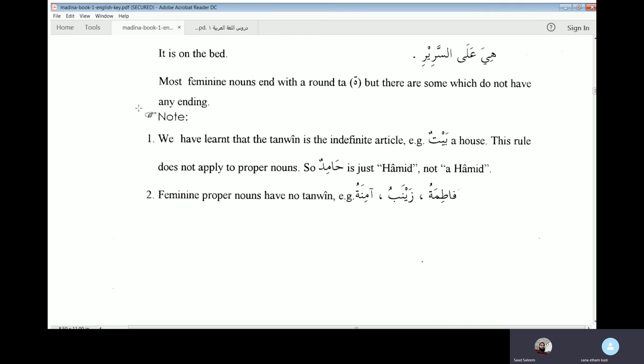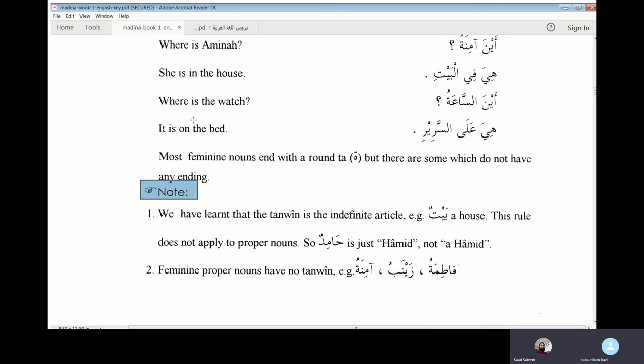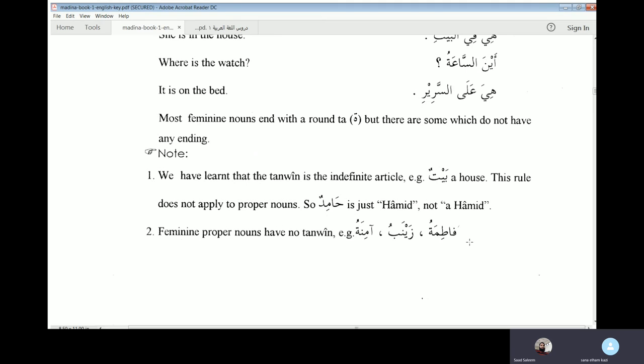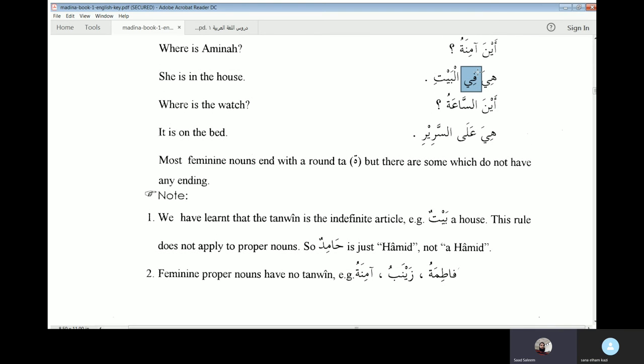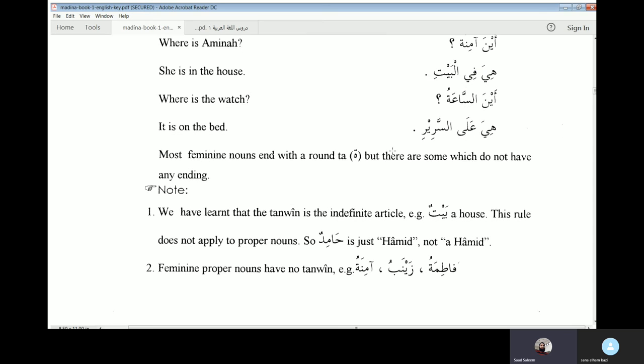We have aina. Is it a preposition or a noun? Aina is a noun. Noun, okay. Yes. Aina, where? We have learned that tanween is the indefinite article, baitun. Aina, I think aina is a preposition, right? No, fi is a preposition, ala is a preposition. No. Anna and aina are not prepositions, only fi is a preposition. Okay. Yes, only fi. You will learn four prepositions in this lesson: fi, ala and min, and there is one more written in the lesson.